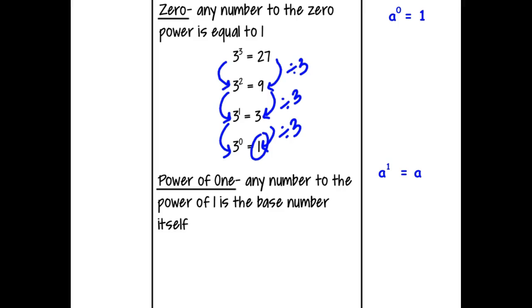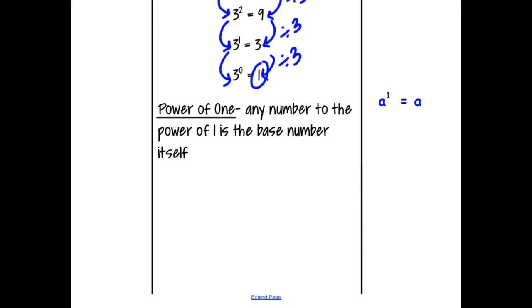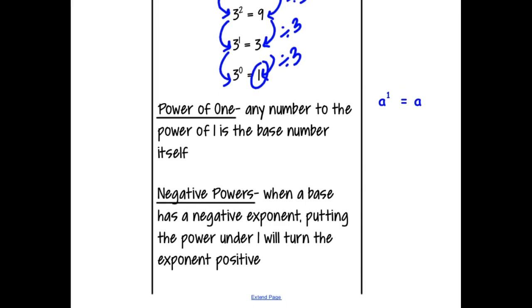And our third one is for negative exponents. This one's probably the one that will hang people up. So when a base has a negative exponent, you're going to put that power under 1 to turn the exponent positive. And I know that sounds super confusing, and it looks like this: a to the negative n equals 1 over a to the n.